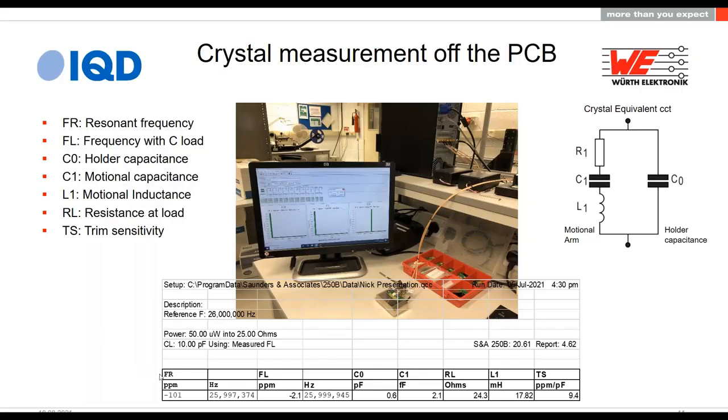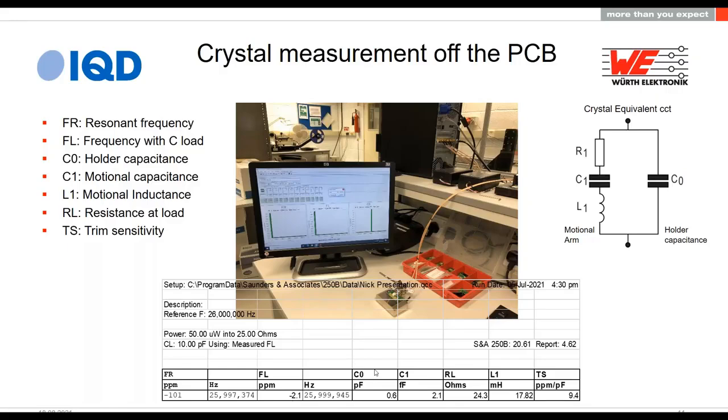The next measurement we've got is FL, and FL means the frequency when it's running with the correct capacitive load. You'll remember that our crystal has a 10 picofarad capacitive load, and you can see here in the instrument setup, I've told it that that's what we want, and it's telling me that under that condition, the frequency is minus 2 parts per million away from 26 megahertz. So not too far off.